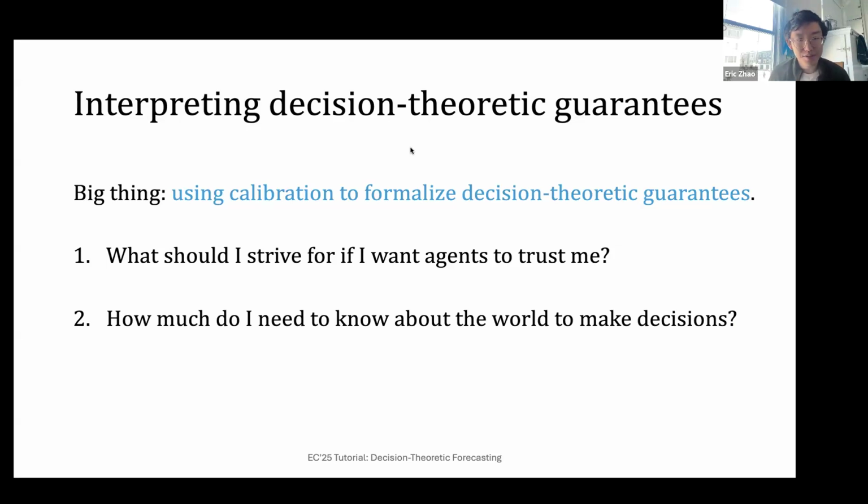You can pick whatever perspective you'd like depending on the application you're interested in, but really the only upshot, the only high level thing that's important here is that calibration is a way to formalize decision theoretic guarantees, however you want to actually use these guarantees.